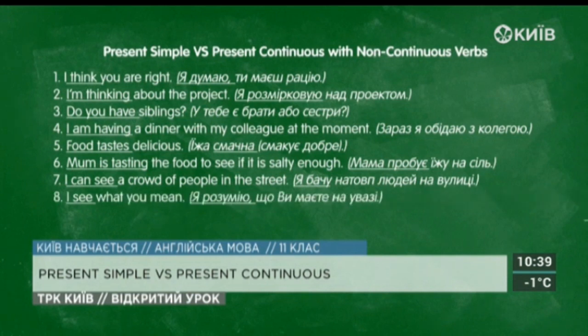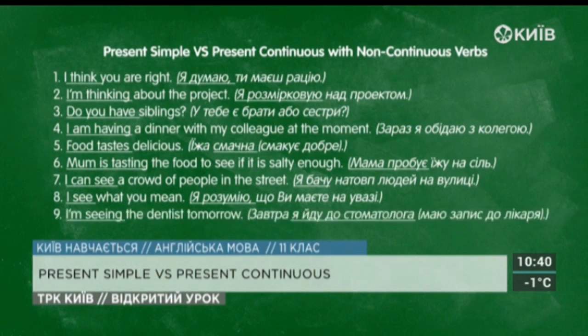Or the next few examples, I can see a crowd of people in the street. I see what you mean, and I'm seeing the dentist tomorrow. In the first sentence, I'm speaking about my ability to see a crowd of people. I can see them. But in the second, I see what you mean, what I'm actually saying is, I understand. I understand what you are telling me.